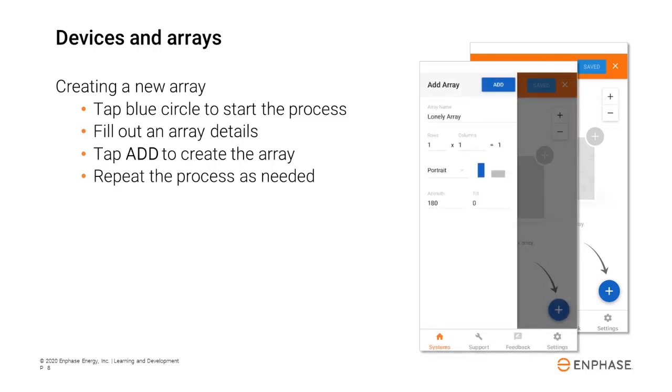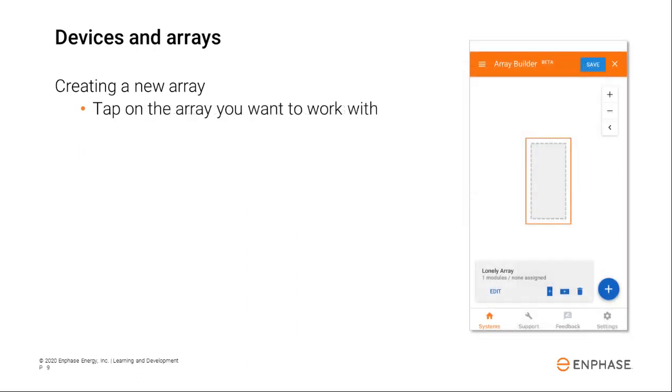Fill out the array details and then tap the Add button. You can repeat the process for as many arrays as needed. Remember, these arrays can be edited in the office or in the field, so you can always make adjustments to them if layouts change during the installation. Once you've completed creating the arrays, start adding the microinverter serial numbers to the array.